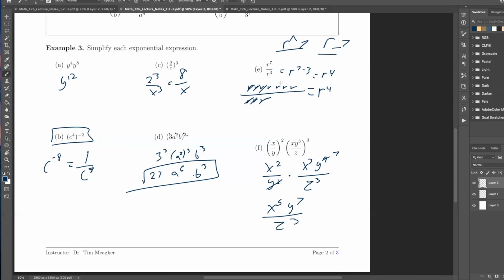Any questions on this page whatsoever on how to handle exponents and deal with things like that? Okay, so let's go on to the next page.